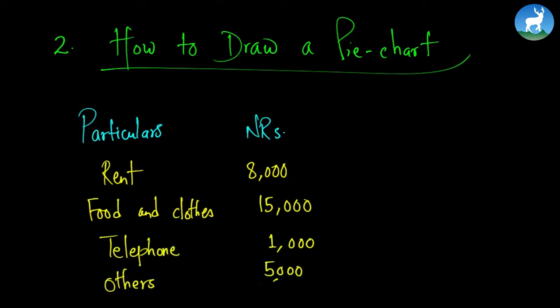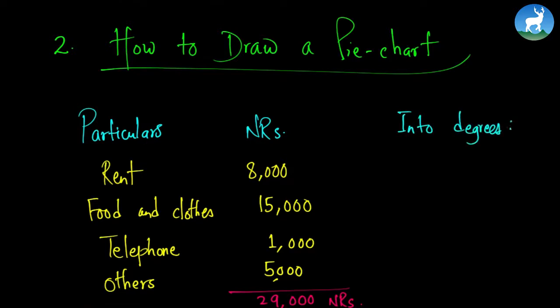So let's find the total first. What is the total expenditure? It is 29,000 Nepali rupees. That is the total expenditure, 29,000 Nepali rupees. Now let's convert this information into degrees. Can you do that? For that you will need a calculator. So we are converting this information into degrees.